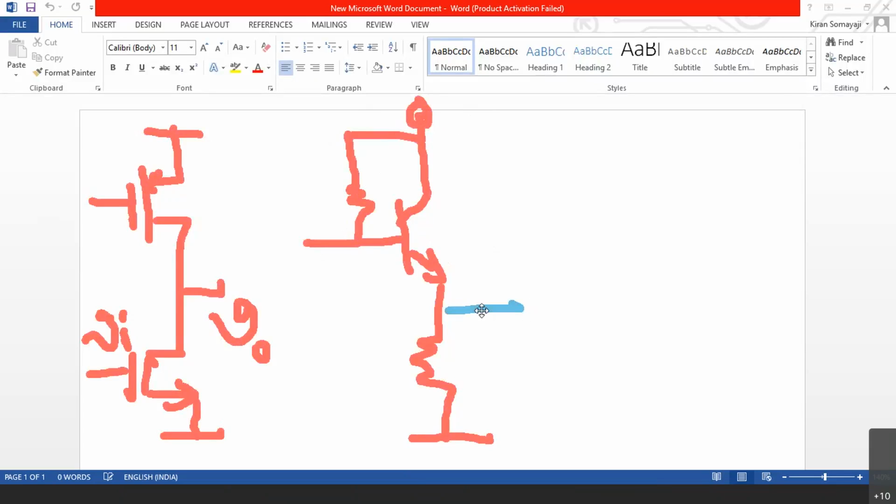And the output is unity gain and there is no phase shift. If input is like this, output is also like this, there is no phase shift. So output at the emitter follows the input at the base. That is what is called an emitter follower. And its input impedance is very high. That is its basic advantage, and it can be used as a current gain amplifier.